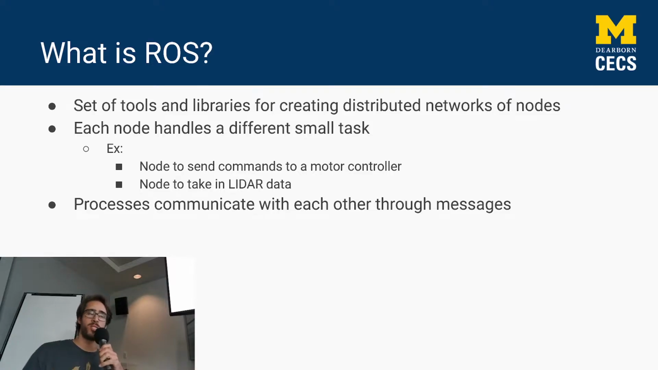So ROS specifically is a set of tools and libraries for creating a distributed network of nodes. ROS itself stands for Robotic Operating System. Before anyone asks, it's not actually an operating system. It's just a set of tools and libraries for creating a distributed network of nodes that can each handle a small task that you would specifically program for. So for example, a node that'll take in LiDAR data, or a node that can communicate with a motor controller. These nodes can then each talk to each other through a publisher-subscriber style that I'll get into in a little bit.